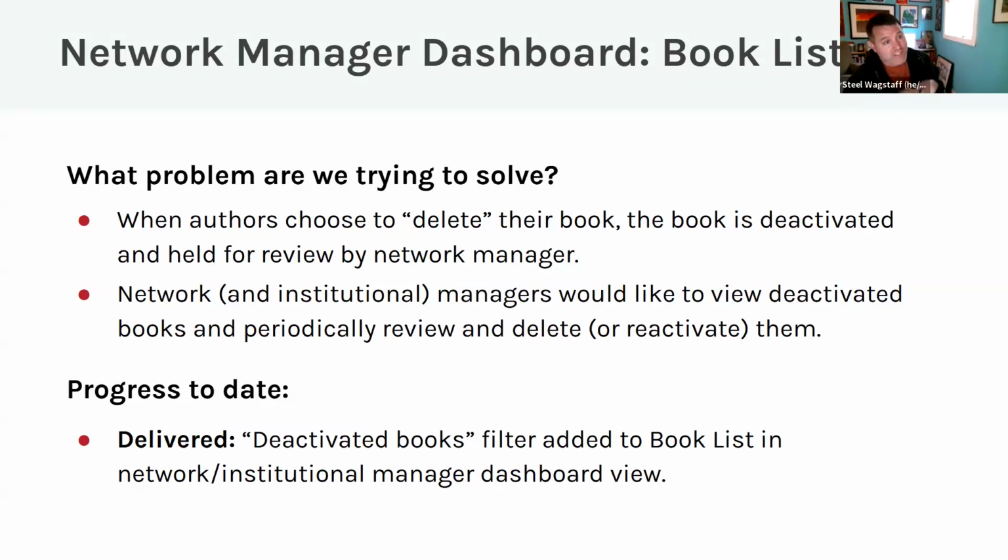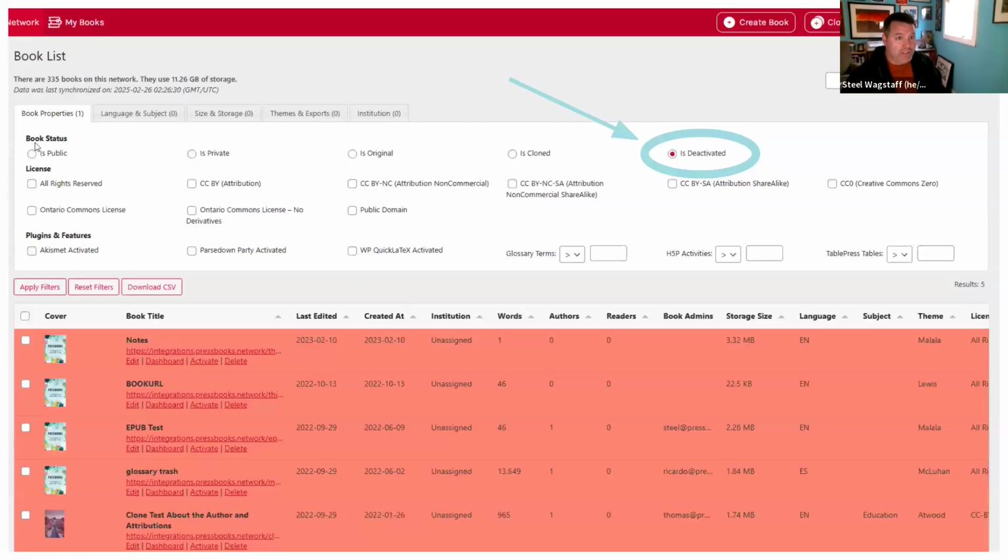And so one of the things we did, we just added a new filter option on the Network Manager dashboard that lets you filter and see deactivated books only. So if you've been to the book list, you'll see there's all these different filter options, public, private, etc. There's now a new filter here that says is deactivated. And when it's filtered, you'll see down below, here are the 5 deactivated books on my network, and I can more quickly find and review them. This got to be a problem if you had hundreds of books and a bunch of deactivated ones scattered throughout it.